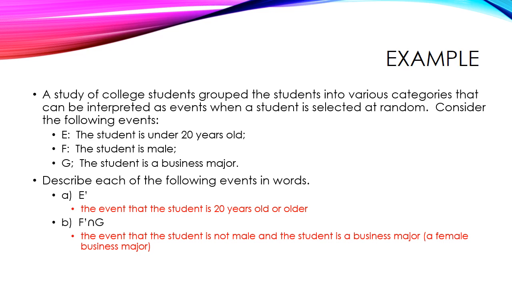The complement of F would be students that are not male, in other words, female, and G would be business majors. So we're talking about a student that is not male and is also a business major, or in other words, a female business major.